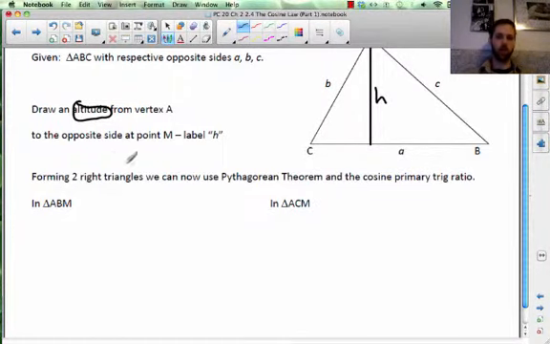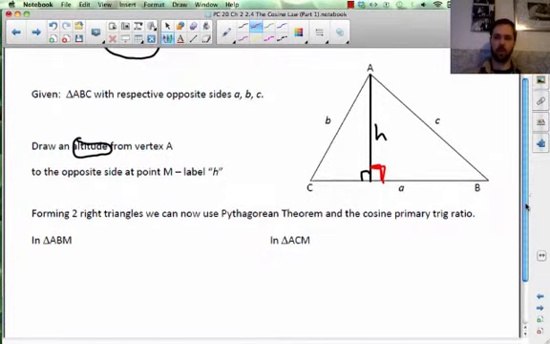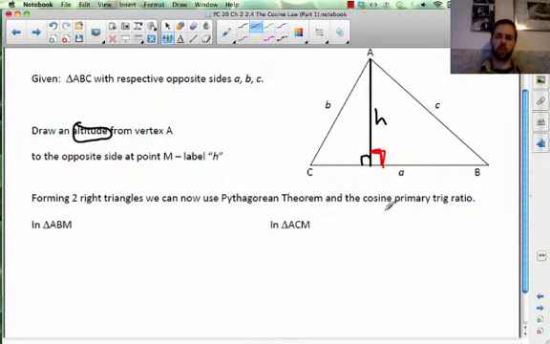Forming two right triangles, we can now use the Pythagorean theorem and the cosine primary trig ratio. So this is one of our right triangles, which will now be triangle AC, and then this 90-degree angle, which we haven't given a letter. And this is a right triangle as well, which is the triangle that goes from A around to B and back to A. So forming two right triangles, let's see what we have here in triangle ABM. So I guess we call this new point M.